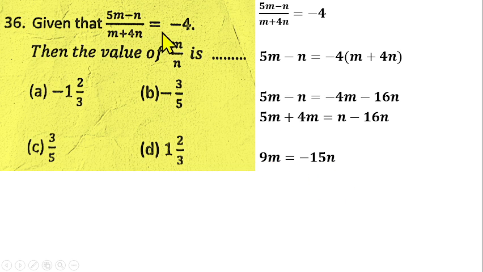So our aim is to find m over n. So we can divide both sides by n. So we'll be having 9m over n equals minus 15. Then divide both sides by 9. You'll be having m over n is equals to minus 15 over 9. You can reduce this, 3 can go. So you'll be having minus 5 over 3. Which is going to give us minus 1 and 2 over 3. So which is option A for question number 36.